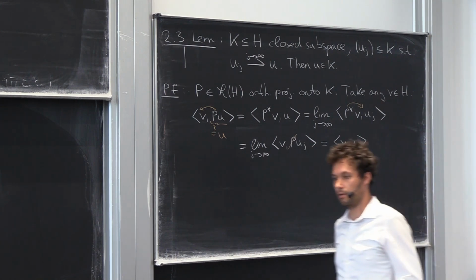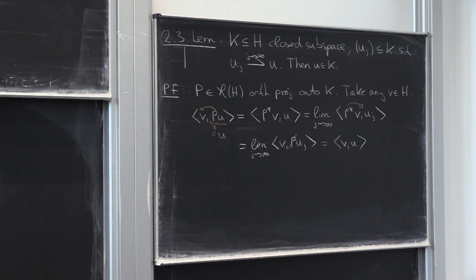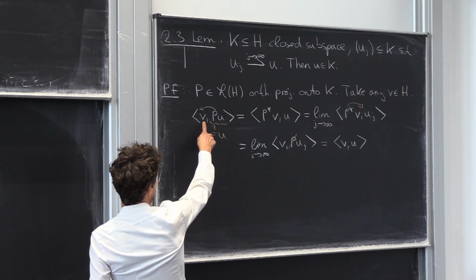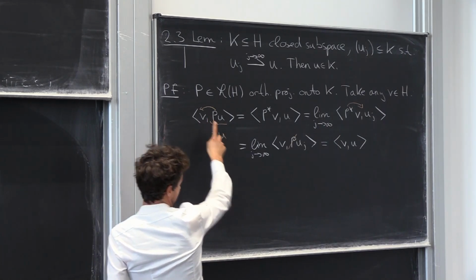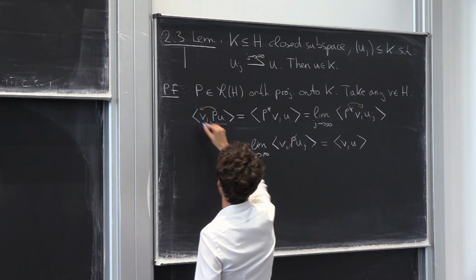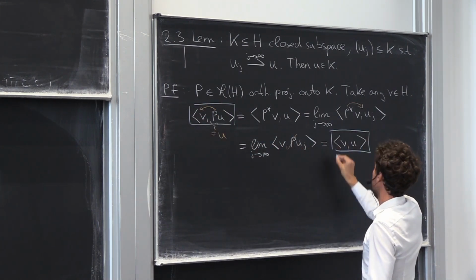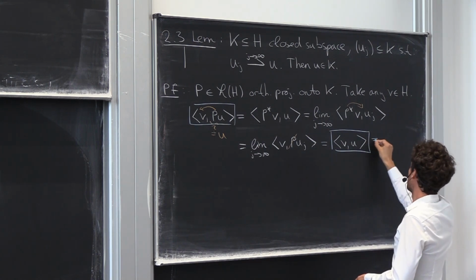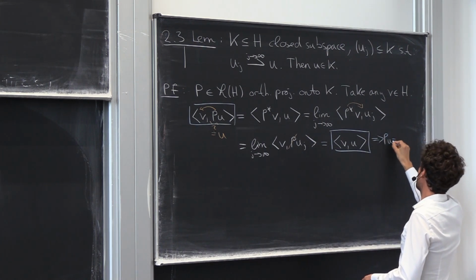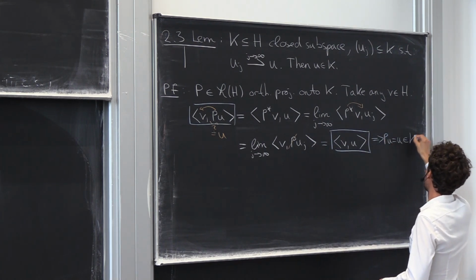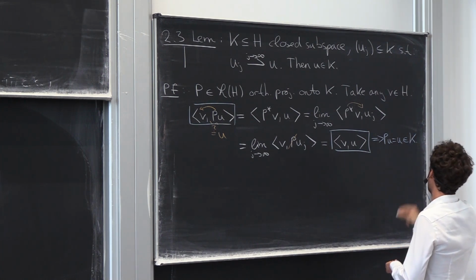Okay? And now I'm comparing just start and end of my equality. So against any Hilbert space element V, P of U gives the same test result as U itself. So this, together with this, tells us that PU is equal to U and hence in K. Okay, and the proof is complete.